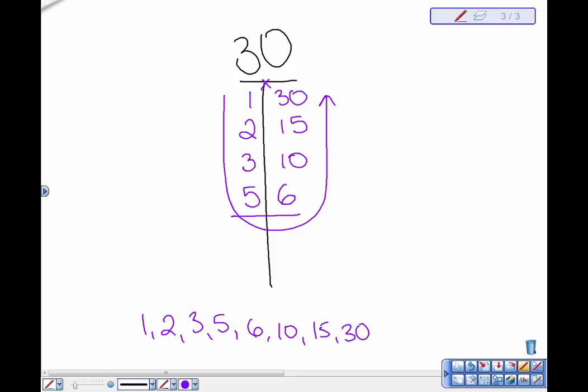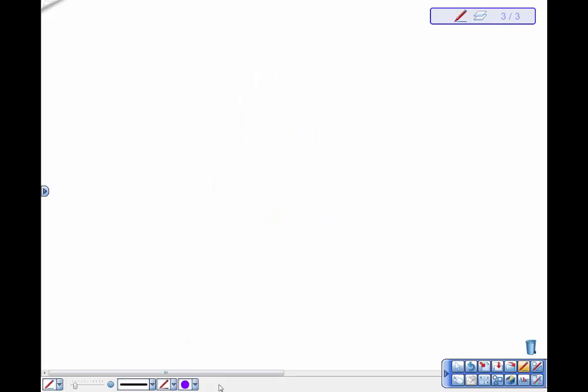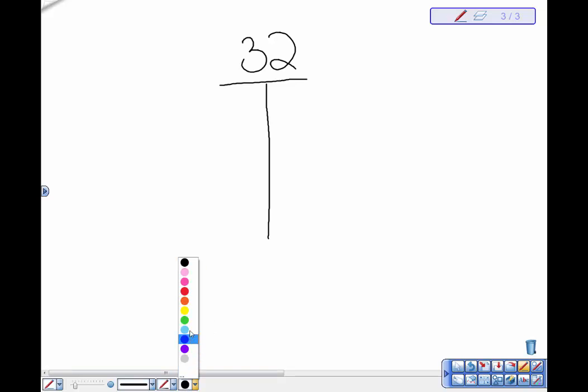Let's try one more, and then I'll let you guys practice it on your own. What I want you to do is see if you can figure out all of the factors of 32. Go ahead and pause the video. See if you can write your own T-chart, figuring out your factors. Once you think you know all of the factors, hit play, and you can see if you get them all right. I'll give you a couple seconds. So hit pause now, and then go ahead and try to figure out your factors.